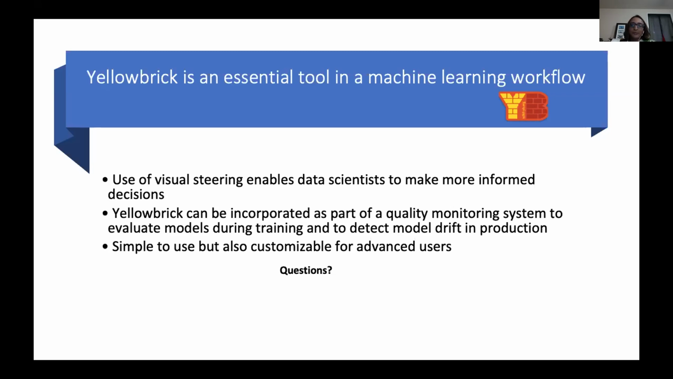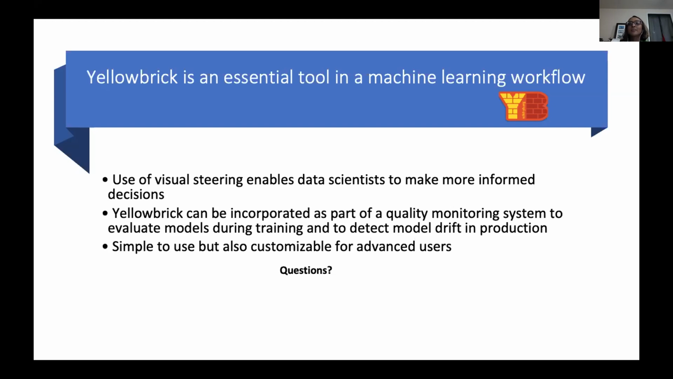Also, Yellowbrick can be incorporated as part of a quality monitoring system to evaluate models during training, and also to detect model drift during production. You can take these visuals and save them, and then when you run your pipeline again, you can look at the visuals. One way to detect model drift would be using the joint plot visualizers, for example, where you could see the relationships between pairwise features, and see if those relationships are still the same, or they've changed.